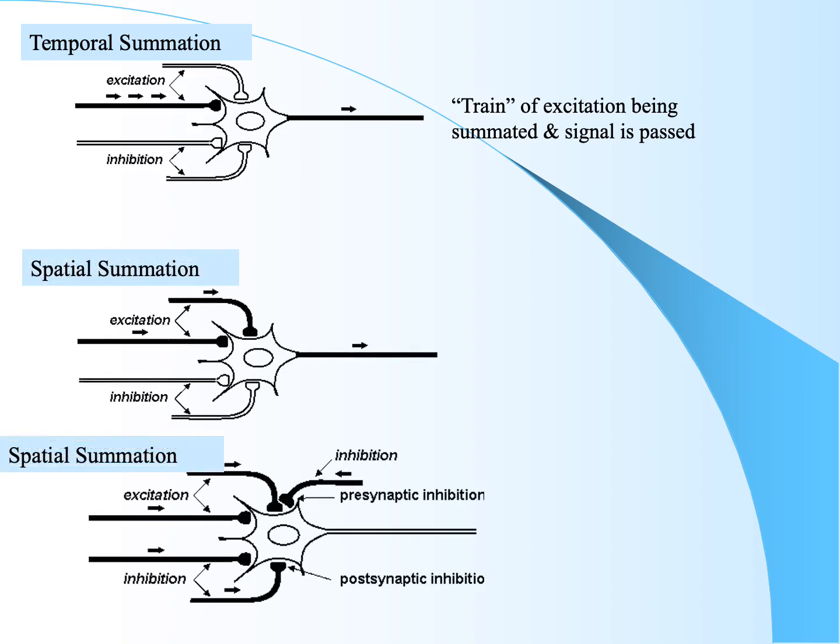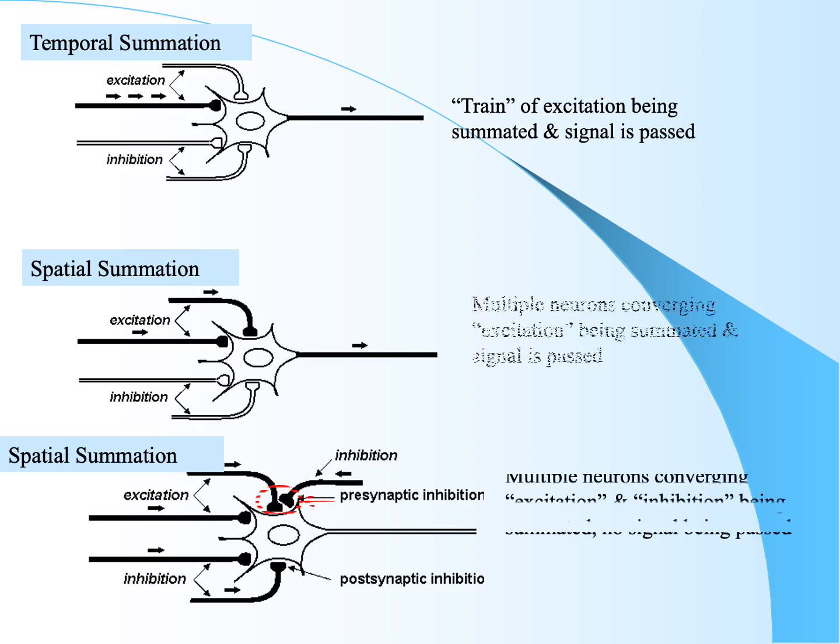The other type of summation is the spatial summation. In this case here, we have two types of spatial summations. We have soma summations, which is the top one here, in which we get multiple neurons converging and synapsing all at the same time, attempting to pass their signal along. Where if more of the neuron soma is able to reach threshold, then the action potential will be sent. Whereas if less of the soma is able to get to threshold, we will not get that action potential being sent.